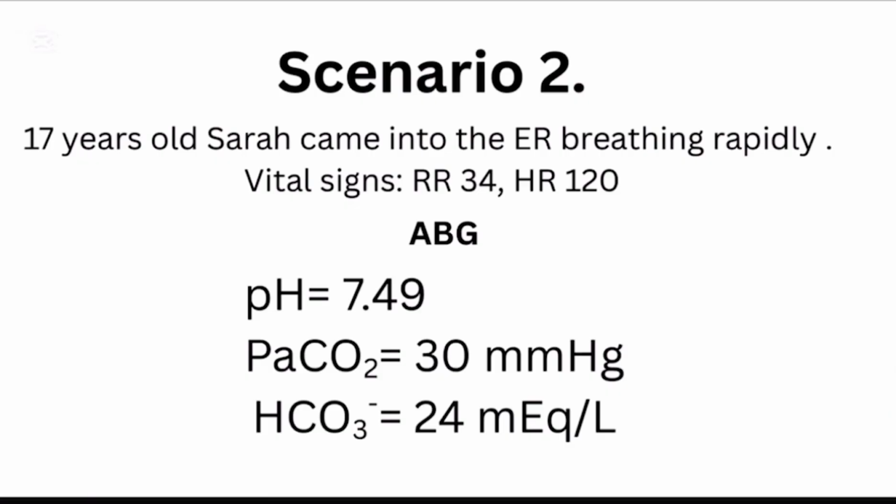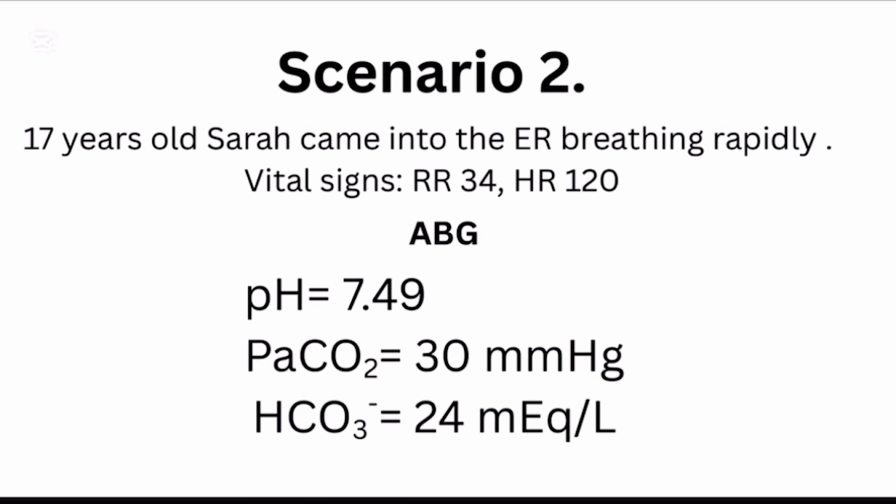Now let's dive into the second scenario that we have for today. We have Sarah, a 17-year-old teen who presents to the clinic with rapid breathing after a panic attack. Her respiratory rate is 34 counts per minute and her heart rate is 120 beats per minute with no other symptom. Therefore, we took her blood to the laboratory to do some arterial blood gas analysis. The result came out that the pH was 7.49 and the partial pressure of carbon dioxide is 30 millimeters of mercury. And the bicarbonate level is normal.